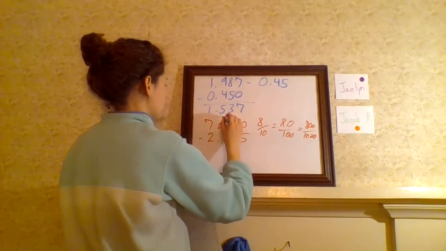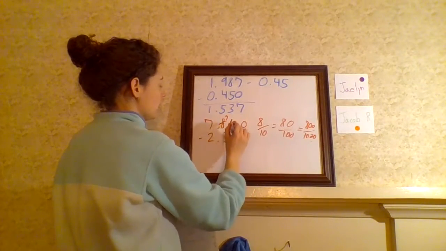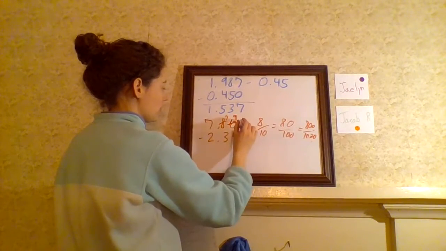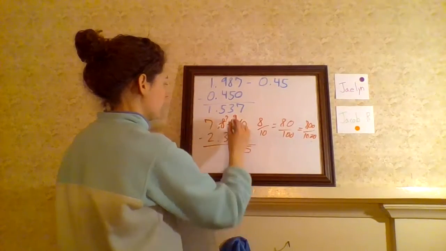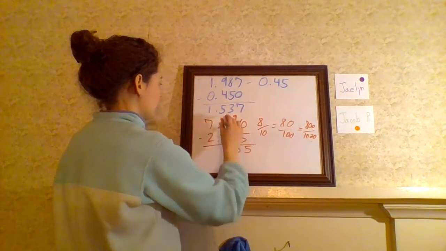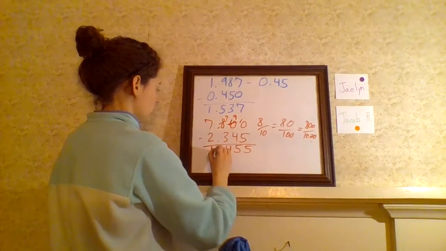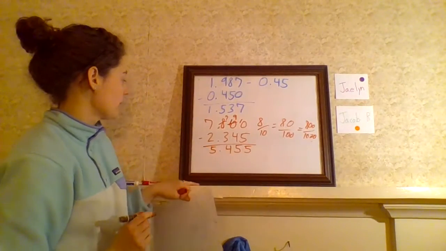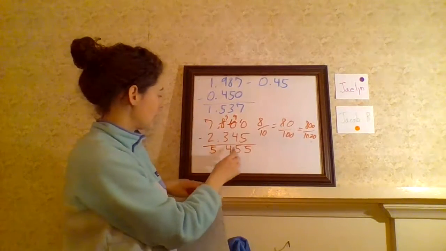So make that a 7. We'll give 1 tenth over here, which will turn this into 10 hundredths. And then we'll take 1 away from that and give it to the thousandths, which will make it 10. 10 minus 5 is 5. 9 minus 4 is 5. 7 minus 3 is 4. Put our decimal. 7 minus 2, 5. So 5.455. And the way you can check your answers, as always with subtracting, is just add them and see.